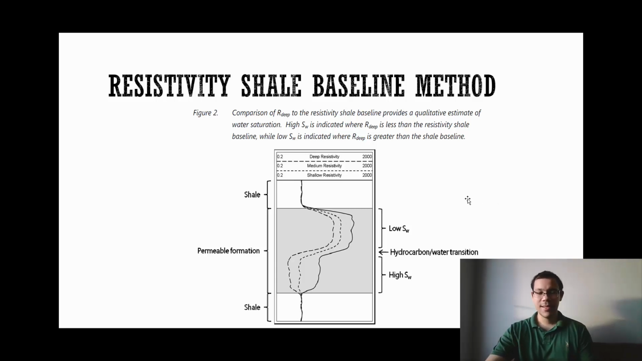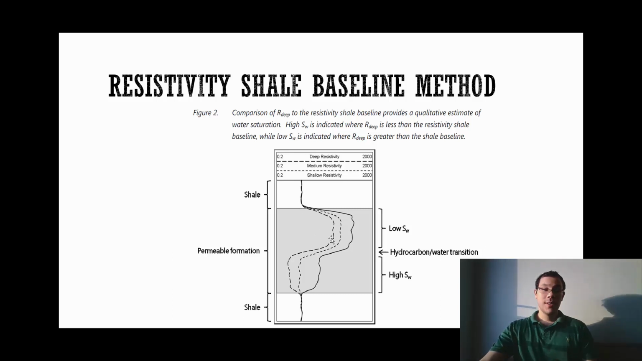So to put it easy, you're logging your resistivity tool. You're not interested in knowing if there's low water saturation. I mean, what you really want to see is hydrocarbons, right? So this is kind of tricky. Low water saturation will imply high hydrocarbon saturation. So in high hydrocarbon saturation, your deep curve will be to the right of your shale baseline.